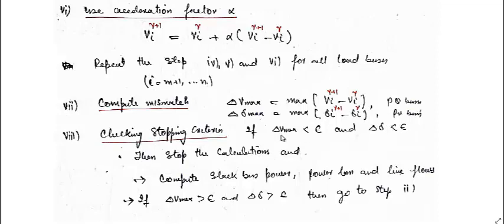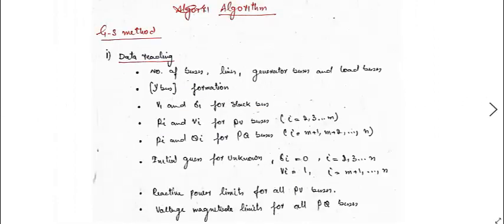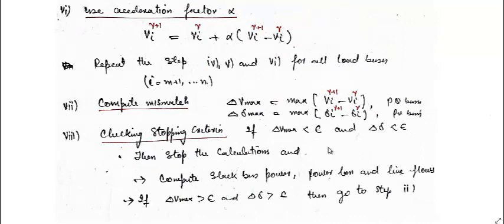If that is true, then we stop the calculation and compute the slack bus power, the power loss and line flows. That is the usual procedure, that is the second stage. If not, if delta V max is greater than epsilon and delta max is greater than epsilon, then we have to go back to step 2 and repeat it again and again until we are matched with this.